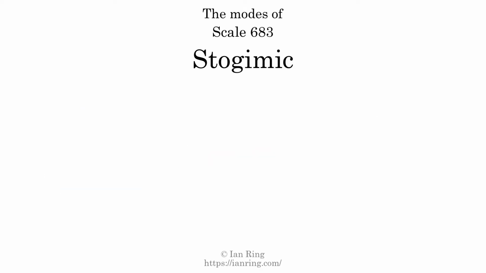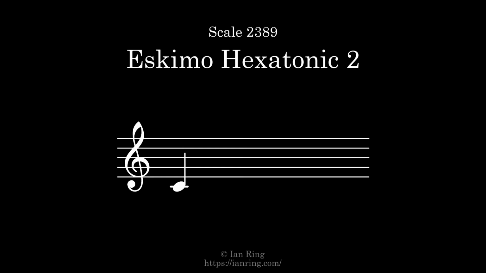This scale has 6 modes. The first mode is itself. The second mode is scale 2389, also known as Eskimo hexatonic 2. It sounds like this.